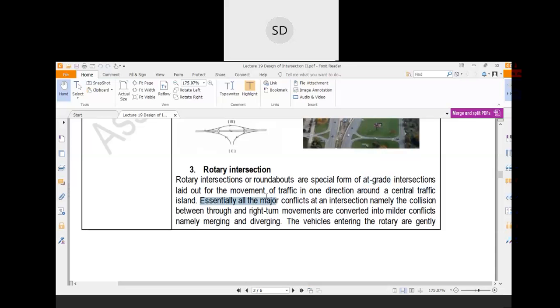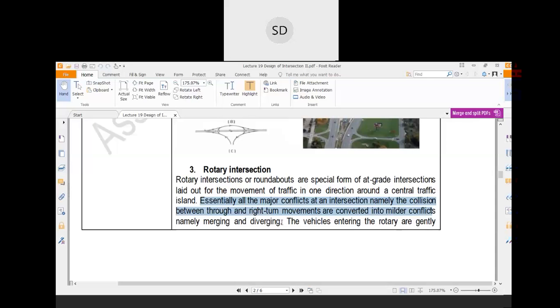Now, essentially, all the major conflicts at an intersection, namely the collision between through and right turn movements, are converted into milder conflicts like merging and diverging. So all types of crossing conflicts are converted into merging or diverging conflicts. Therefore, the severity of the accident would be reduced, and the severity of the risk would also be reduced in case of rotary intersection.